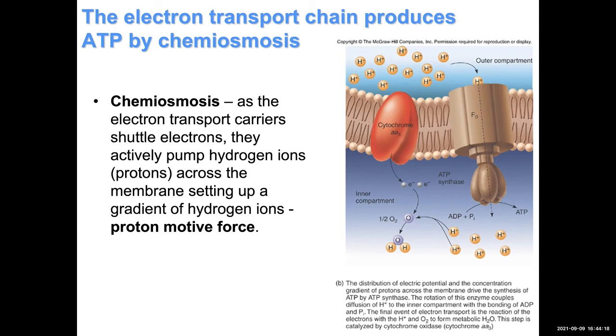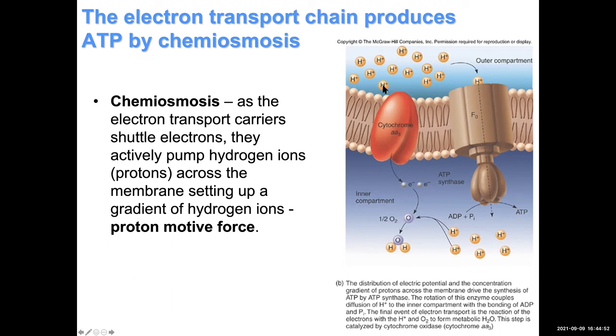So what you should know is basically the definition and the purpose of chemiosmosis. And that is electron transport carriers are going to shuttle electrons as they actively pump hydrogen ions. You see them pumping hydrogen ions, also known as protons, across the membrane, setting up a gradient of hydrogen ions referred to as a proton motive force. This proton motive force is going to generate the vast number of ATP.